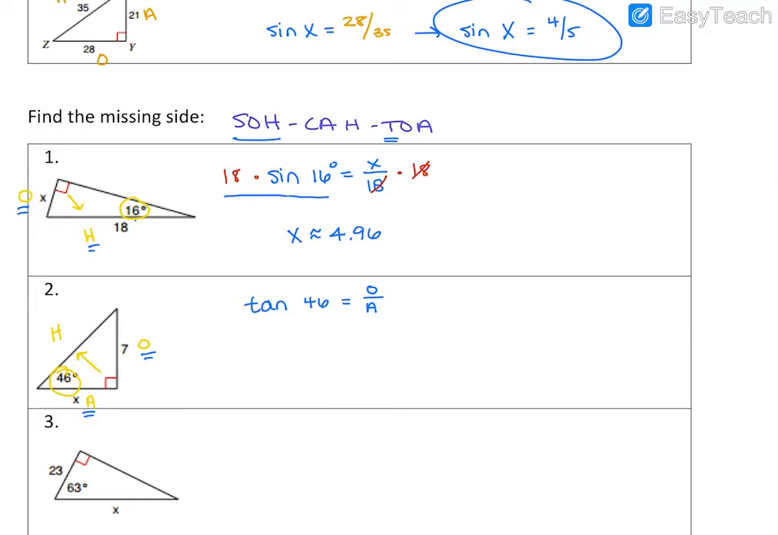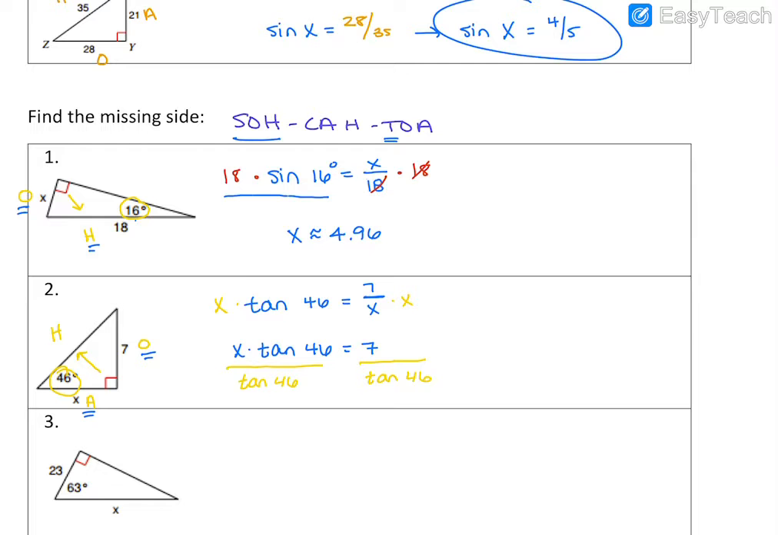Now let's fill it in. So O is actually 7. And A is x. Okay. So what you're going to do is we need to get x out of the denominator because we're not trying to find 1 over x, we're trying to find just x. So what you can start with is by multiplying both sides by x. Okay, so then what we have now is x times tangent of 46 is equal to 7. But we're trying to get x by itself, so now we're going to have to divide both sides by the tangent of 46.